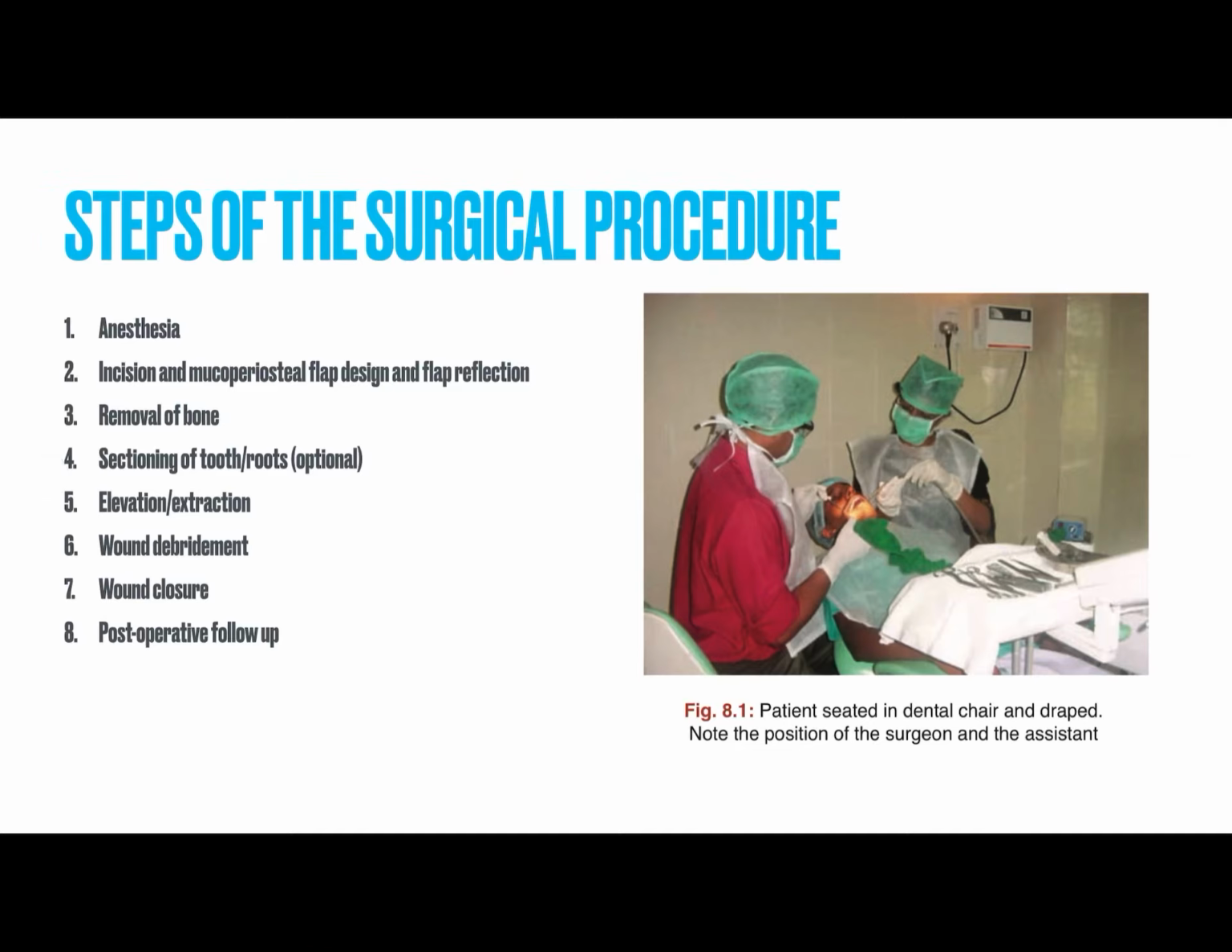It starts with anesthesia, incision, mucoperiosteal flap design and flap reflection, removal of bone, sectioning of tooth and roots, which is an optional step based on the case, then elevation, wound debridement, wound closure, and post-operative follow-up.